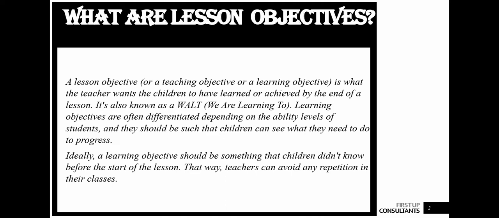Learning objectives are often differentiated depending on the ability levels of students, and they should be such that children can see what they need to do to progress. Ideally, a learning objective should be something that children didn't know before the start of the lesson. That way, teachers can avoid any repetition in their classes.